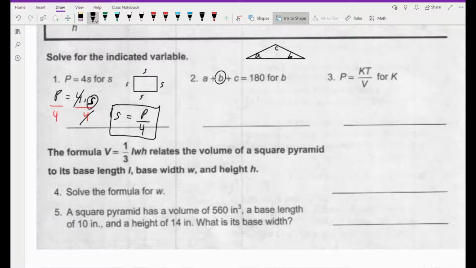Right now, the other variables on the same side as the variable are adding. So we're going to do the inverse operation, which is, of course, subtraction. We can subtract C from both sides. So right now I have A plus B is equal to 180 minus C. Now, how do we get rid of the A? We get rid of the A by subtracting A from both sides.